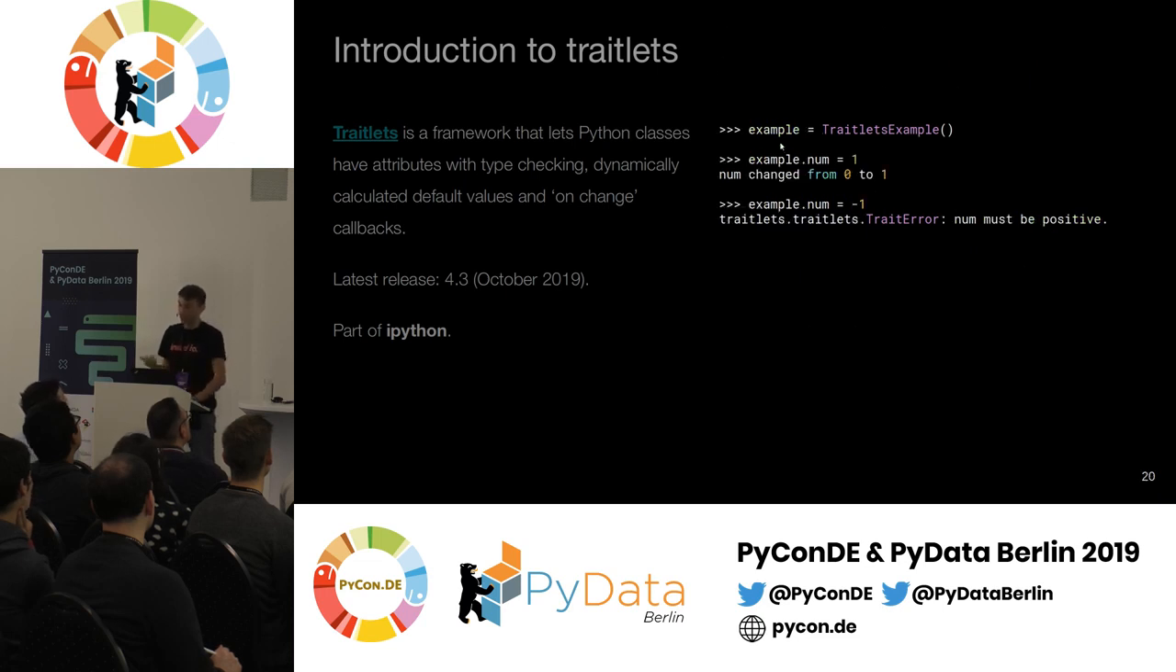So here you can see an example. I'm establishing an example object. I'm setting num to 1, and automatically it's printing a message, num changed from 0 to 1. I didn't have to trigger this. This is triggered completely automatically. And when I'm trying to set it to -1, I automatically get an error message, num must be positive.